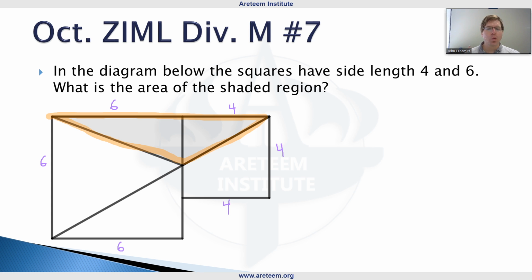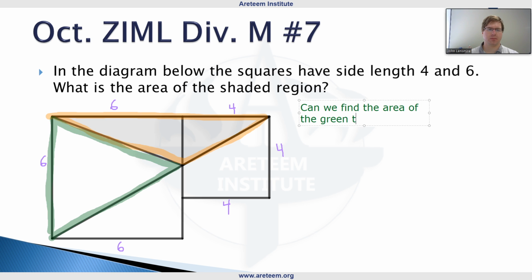So do we have to do that here? Actually, remember, especially for areas, you want to think about ways to trick your brain into doing it an easier way. So can we find the area of the green triangle? Yes, it has a base and height of 6. So where does this height of 6 come from?